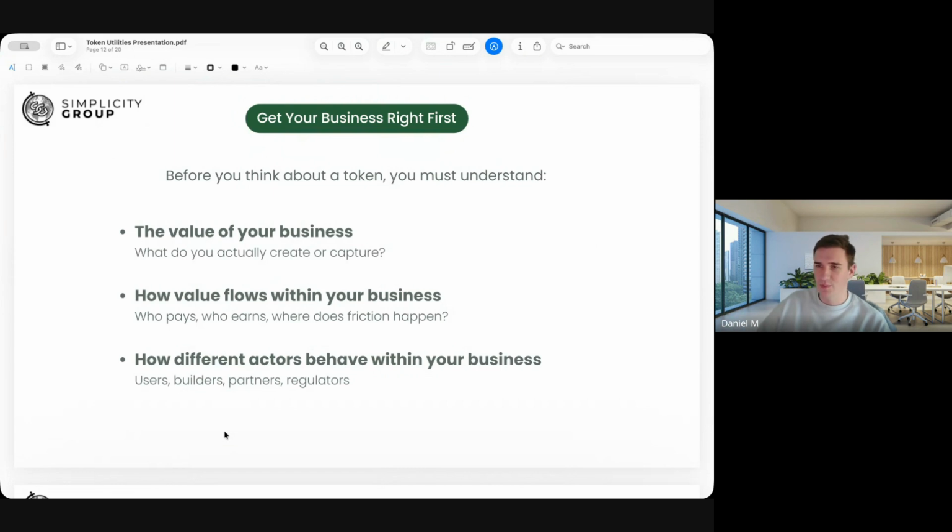Again, if you are selling data to institutions, you have the location where you're acquiring that data. It might be retail users. You have yourself as the business, and you have the institutions that you're selling it to. So you need to understand the core elements of your business before you can even think about a token.